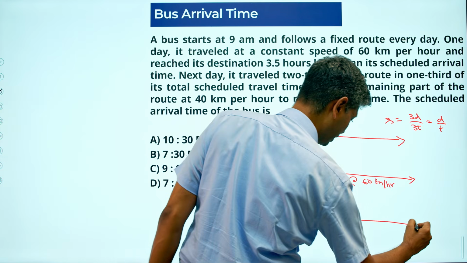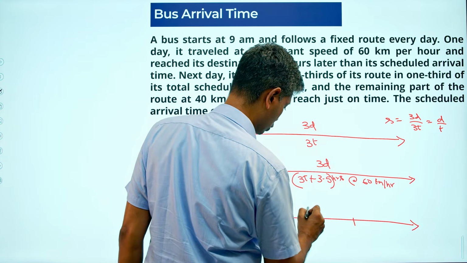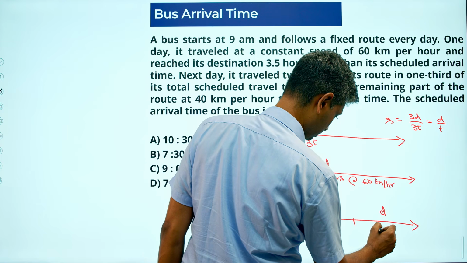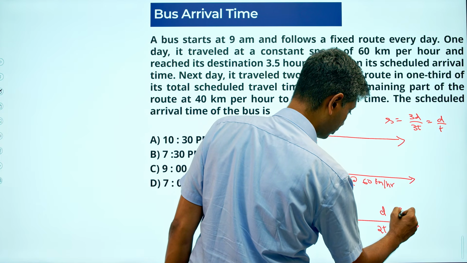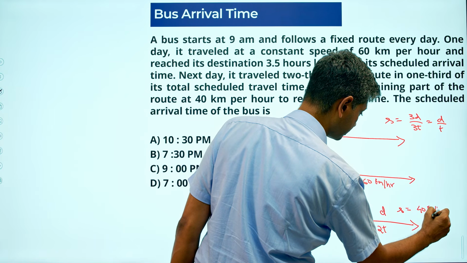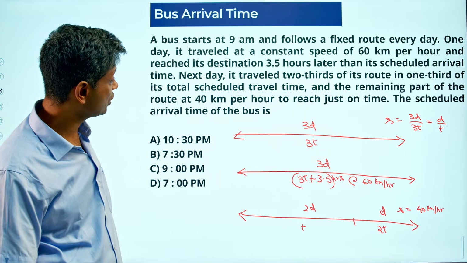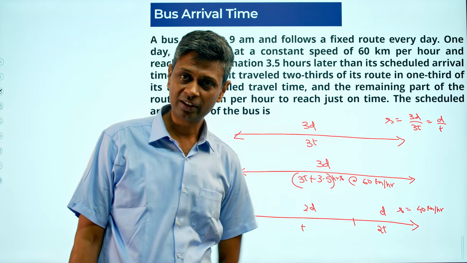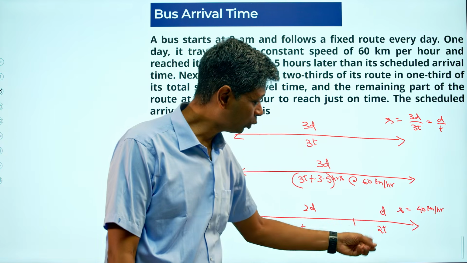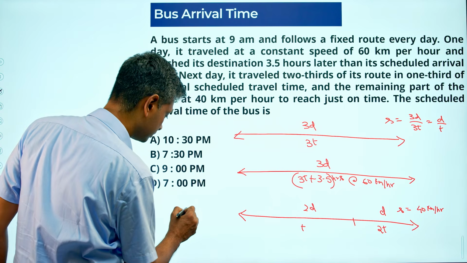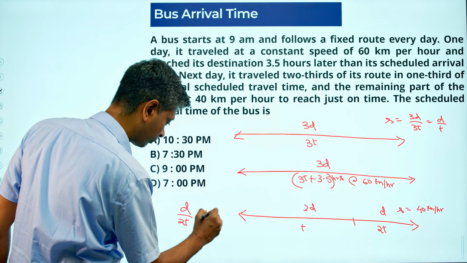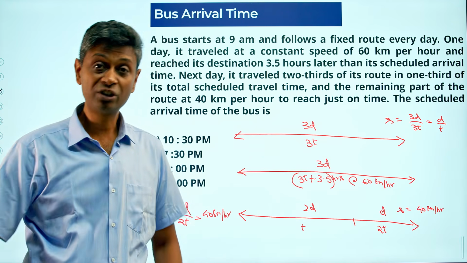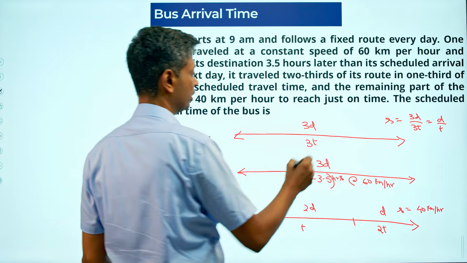On day 3, in another scenario, it travels 2d in just time t, remaining d in 2t time, and this speed is 40 kilometers per hour. Remember, in the third instance, it reaches just on time. So the total time taken is 3t. t here, 2t there. This simplifies life superbly. d by 2t is 40 kilometers per hour, or d by t is 80 kilometers per hour.